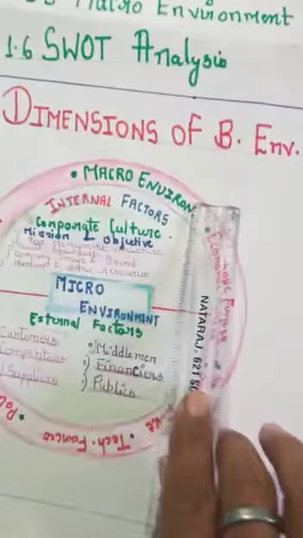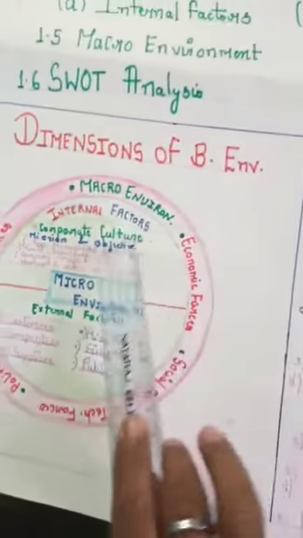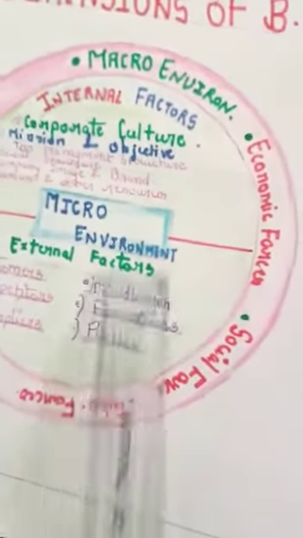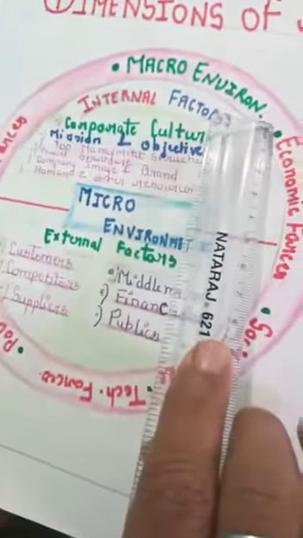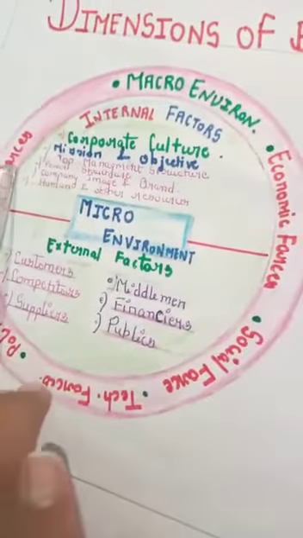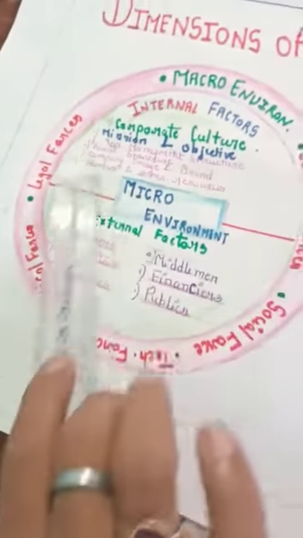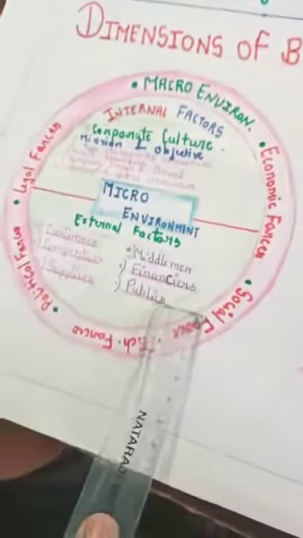Now move to the dimensions of business environment, students, and here you can see this chart, and the two dimensions, meaning types. The macro environment and micro environment, they are the main two types. Macro means those environments which are external to the organization, like economic, social, technological, political and legal forces, which are generally uncontrollable and lie beyond the organization.